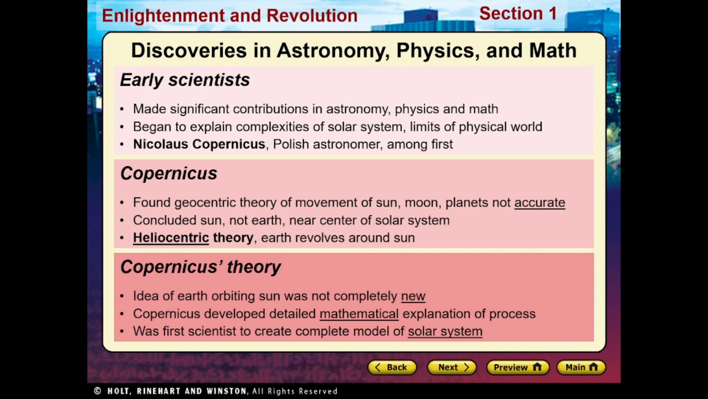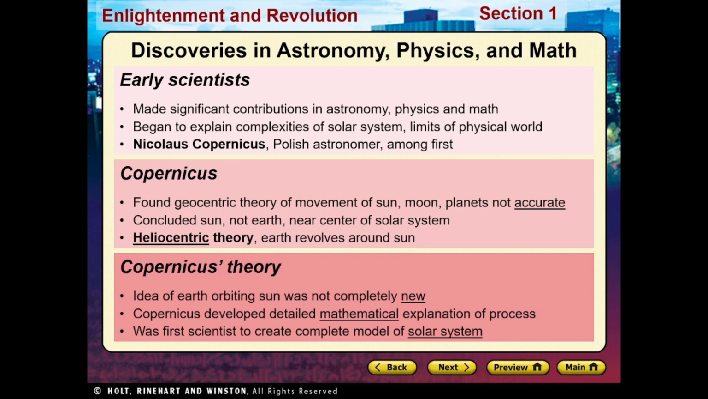Nicolaus Copernicus, a Polish astronomer. Copernicus found the geocentric theory of the movement of sun, moon, and planets to be not accurate. He concluded the sun, not earth, is near the center of the solar system. Heliocentric theory: earth revolves around the sun. According to Copernicus, the idea of earth orbiting the sun was not completely new, but Copernicus developed a detailed mathematical explanation of the process. He was the first scientist to create a complete model of the solar system.